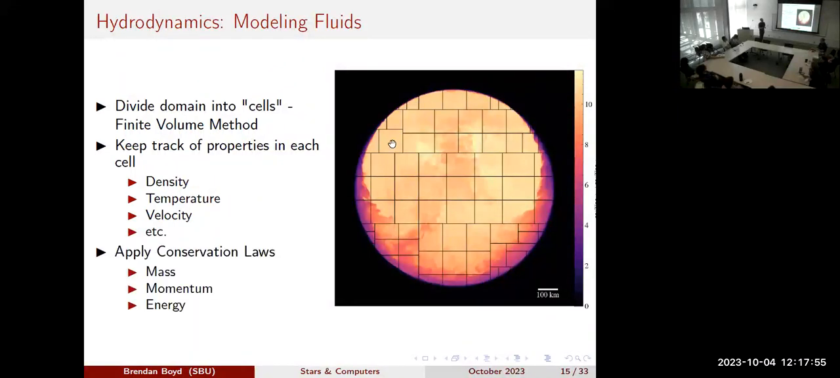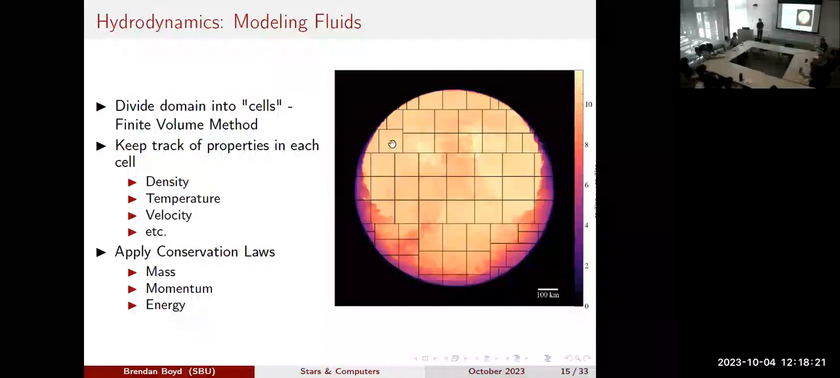And then we're going to try and predict the future. And we do this basically by applying conservation laws. These laws are going to tell us how these individual cells interact with each other and how material will flow back and forth between these cells. And these laws are just mass, momentum, and energy, the fundamental things in physics that are not going to disappear. We have to keep track of them one way or another.